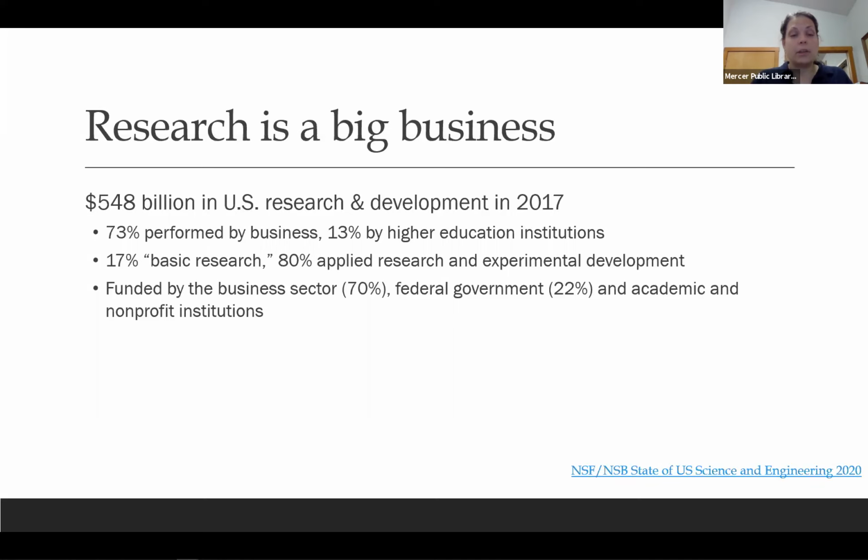The report from the National Science Foundation is linked at the bottom of the slide. It's kind of interesting if you're curious about the state of United States science and engineering. It's kind of a long report, but with a lot of interesting information in it.